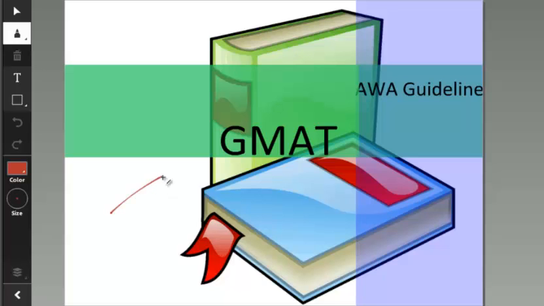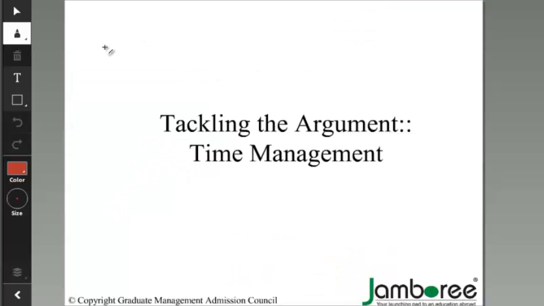So in the first segment we'll talk about some guidelines, some ways to make your AWA easier. Then in this next segment we'll talk about how the AWA is graded, right? So the AWA, as you know, nowadays all of you are aware of the changes in the GMAT exam. Earlier AWA was the first part. The exam used to start with the AWA section.